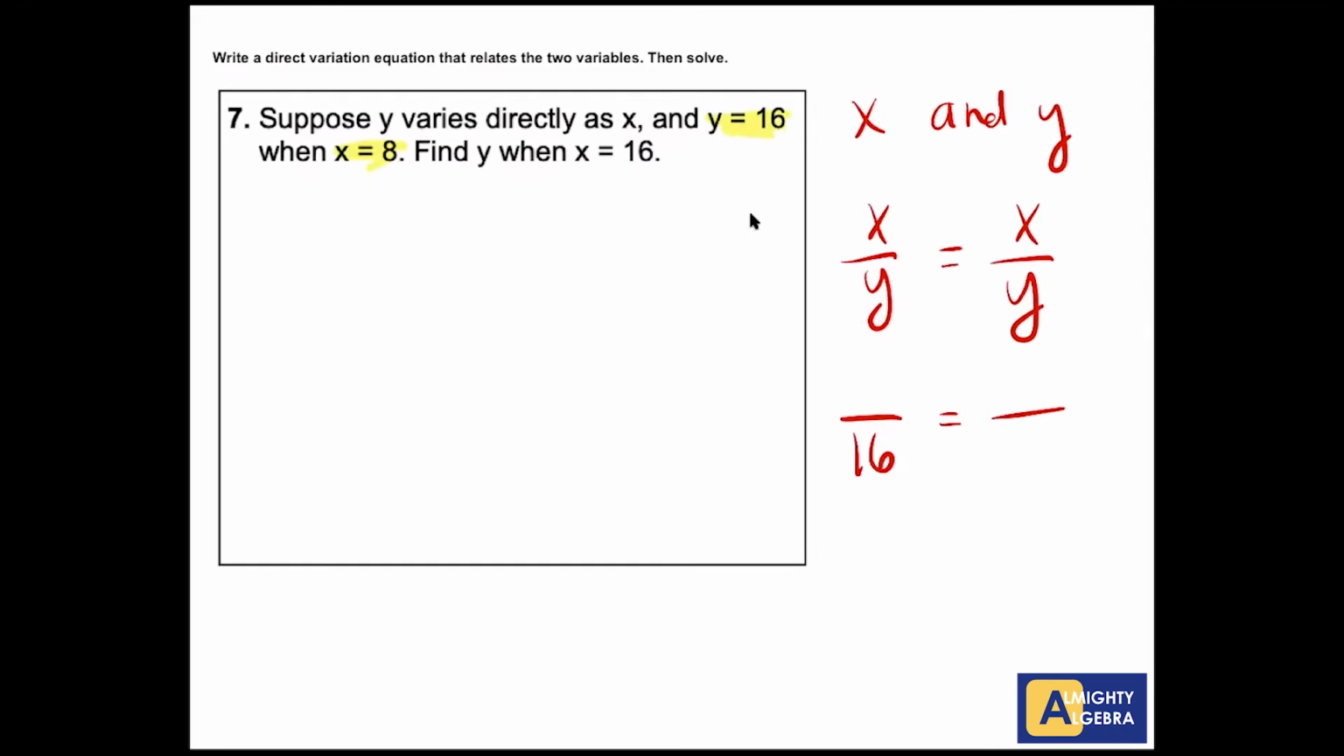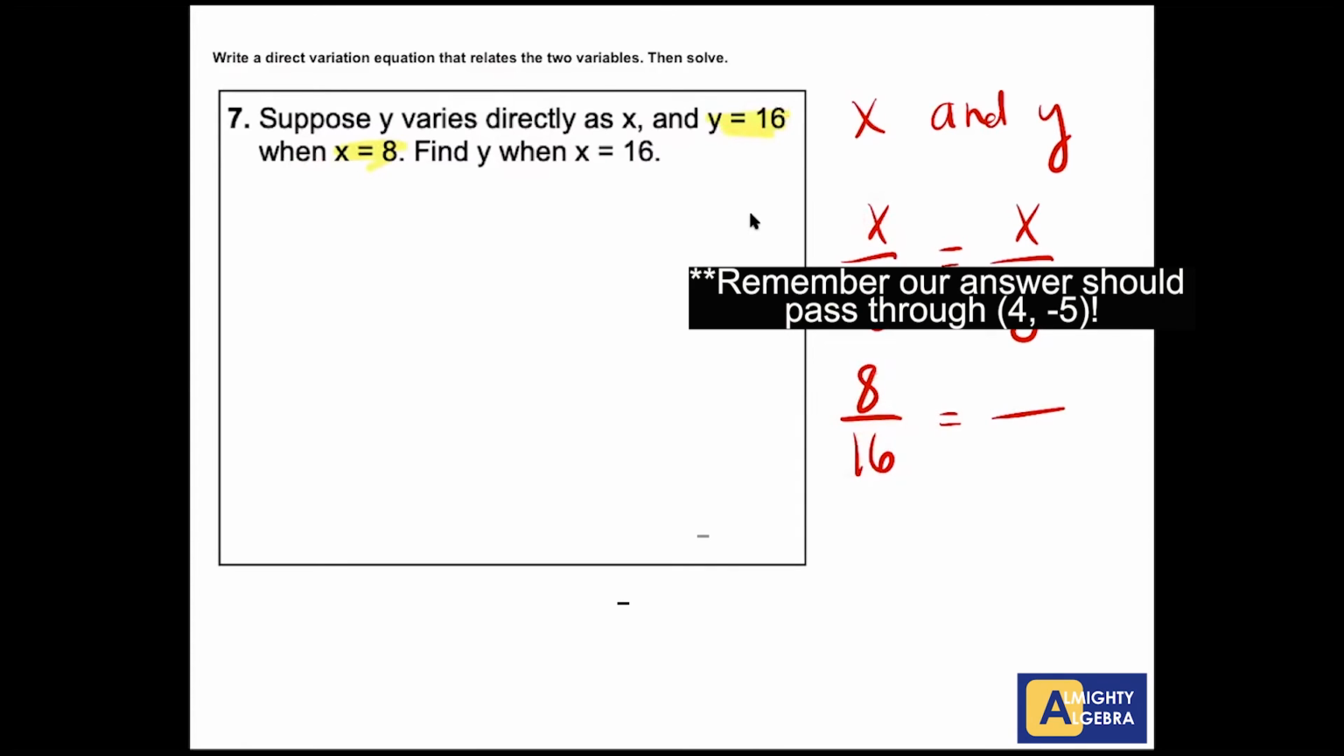16, when x equals 8. So that ties them together. So 8 is going to go on top. So we have 8 over 16. Y equals 16 when x equals 8. X is on top, x is 8. Y is 16, y goes on the bottom. 8 over 16 is my first ratio.